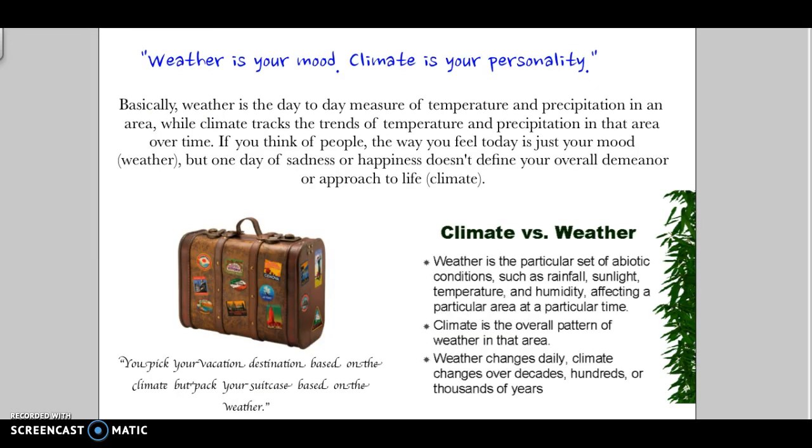So we need to talk about the difference in weather and the difference in climate. Weather.